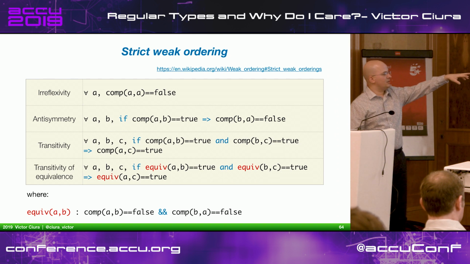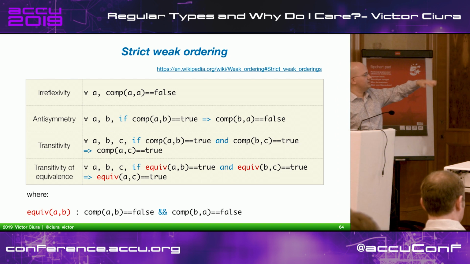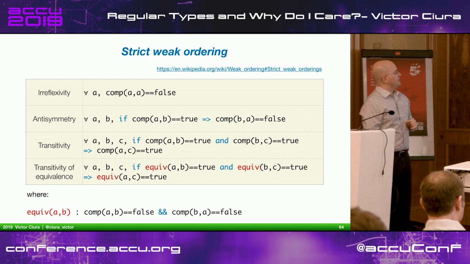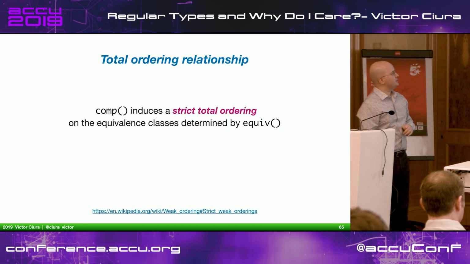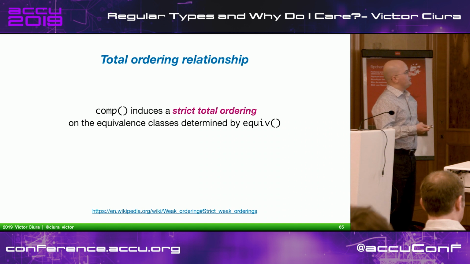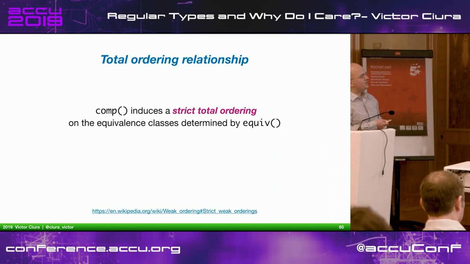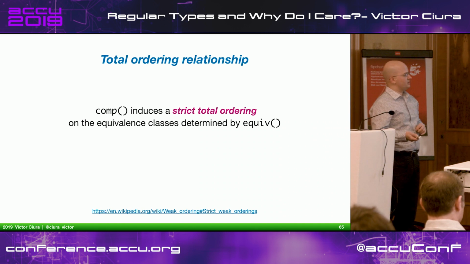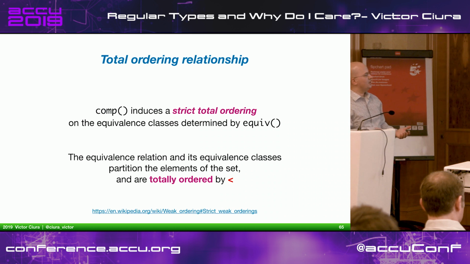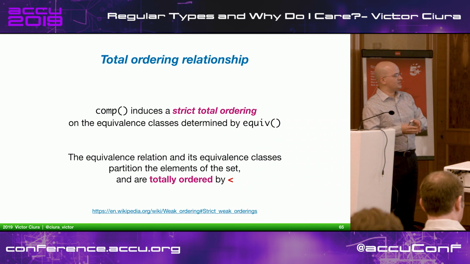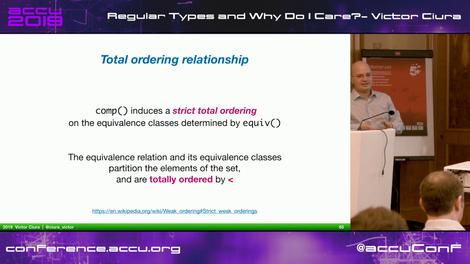If A and B are equivalent and B and C are equivalent, then A and C are equivalent. Then we can go even further and say the total ordering relationship comp induces a strict total ordering on the equivalence classes determined by the equiv function. And we can say it another way: the equivalence relation and its equivalence classes partition the elements of the set that are totally ordered by less than.